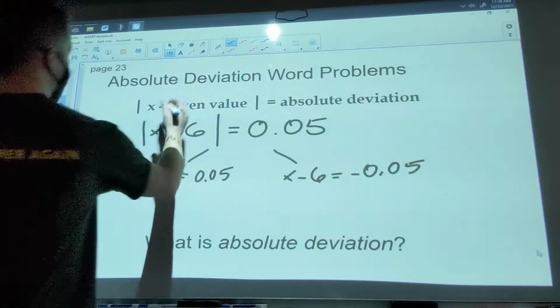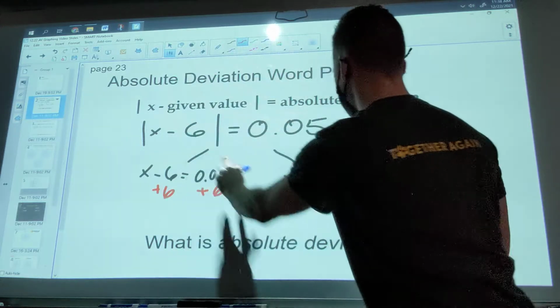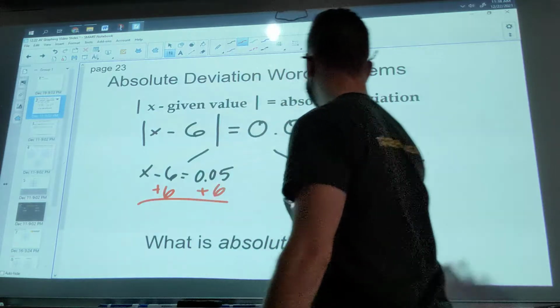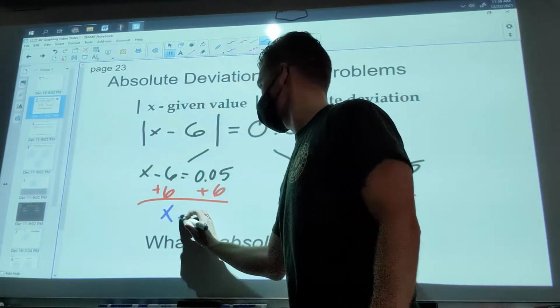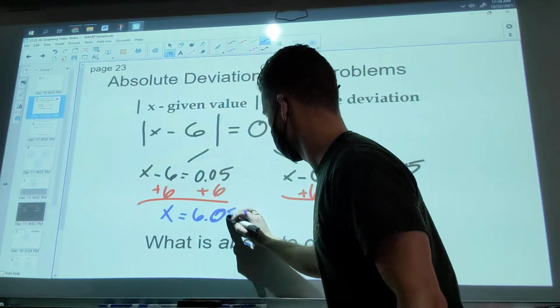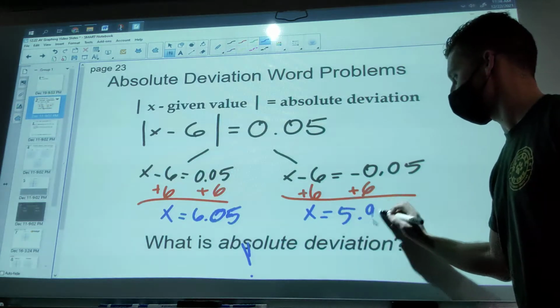So right here, what are we going to do to both sides? Add 6, add 6. Okay. What do we get? x equals 6.05. And 5.95.